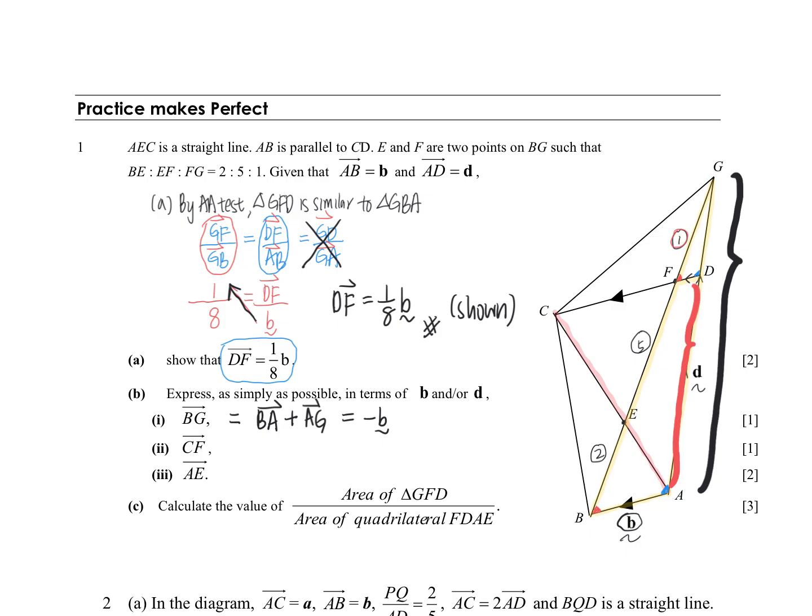So if D represents 7 units, how to find the entire 8 units? Divide by 7 times 8. No, this is 7 units, so divide by 7. So the D, you divide by 7 units times 8. So this is what you get.